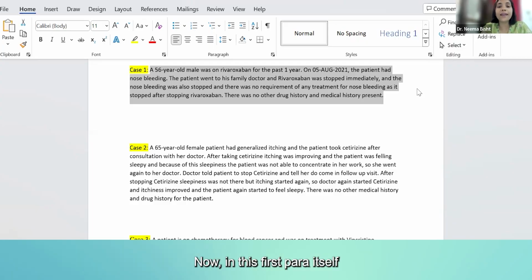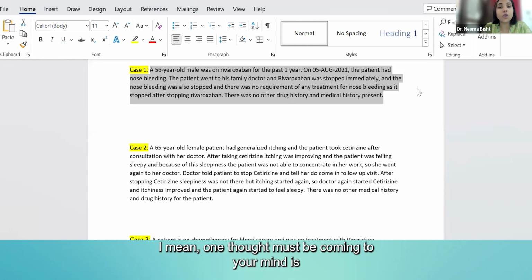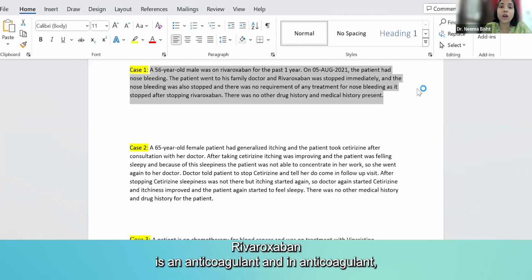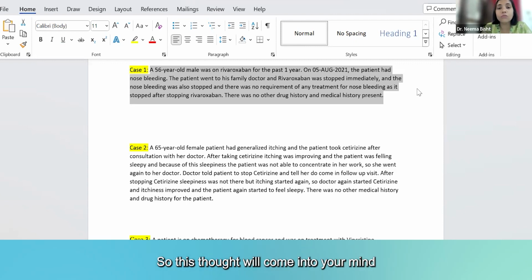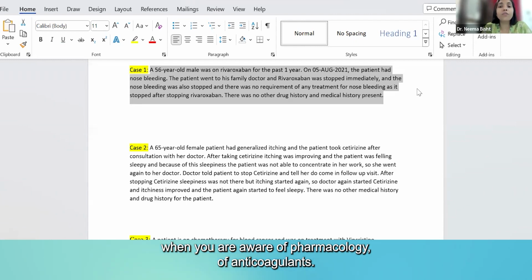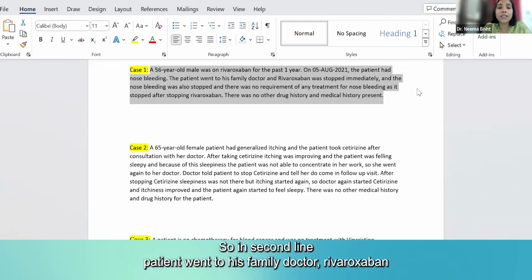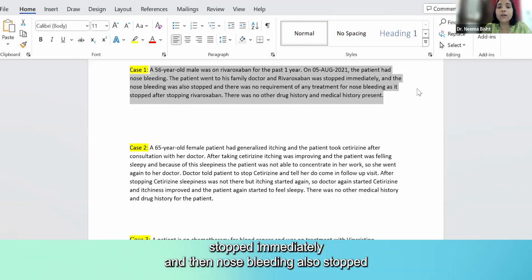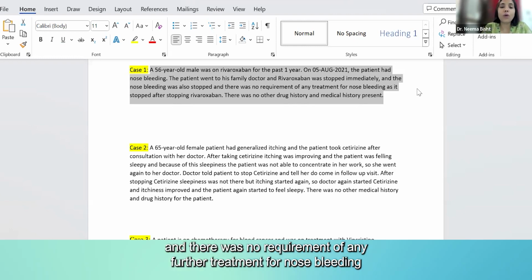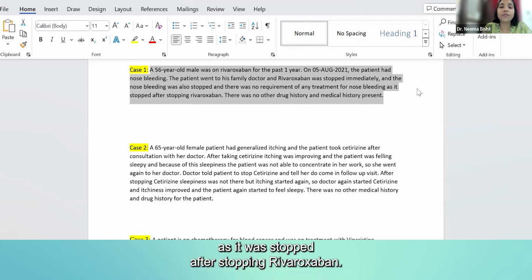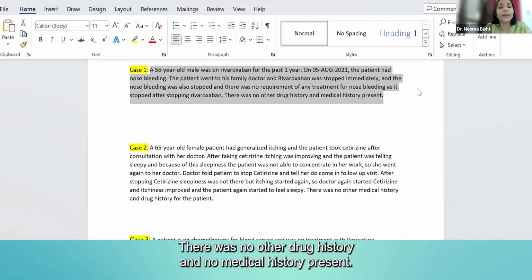Now, in this first paragraph itself, one thought must be coming to your mind: rivaroxaban is an anticoagulant, and with anticoagulants, bleeding is very common. This thought will come to your mind when you are aware of the pharmacology of anticoagulants. In the second line, the patient went to his family doctor, rivaroxaban was stopped immediately, and the nose bleeding also stopped. There was no requirement of any further treatment for nose bleeding, as it stopped after stopping rivaroxaban. There was no other drug history and no medical history present.